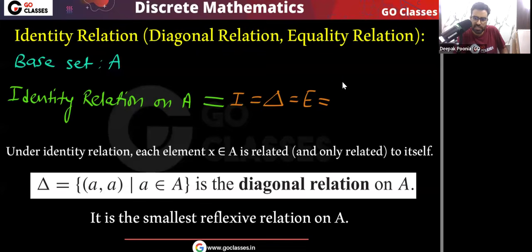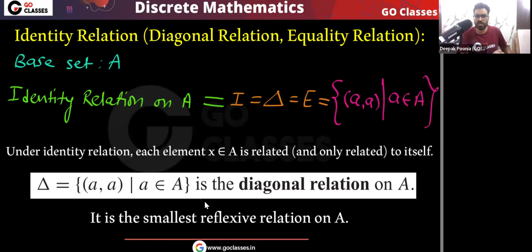And what is this identity relation? This is basically all the reflexive pairs, only the reflexive pairs and all the reflexive pairs. This is the definition. So please understand that the identity relation on a set A is the set containing all and only the reflexive pairs, meaning every element is related to itself and only related to itself.